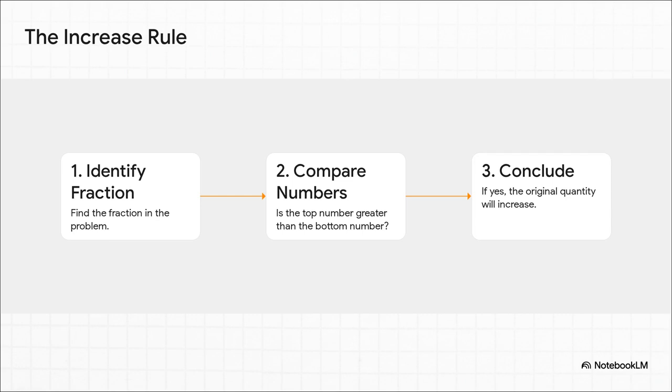And the logic? It's actually super simple. Step 1, find the fraction. Step 2, just look at it. Is the number on top bigger than the number on the bottom? If it is, boom, you know the original number is going to get bigger. That's it. No complicated math needed.